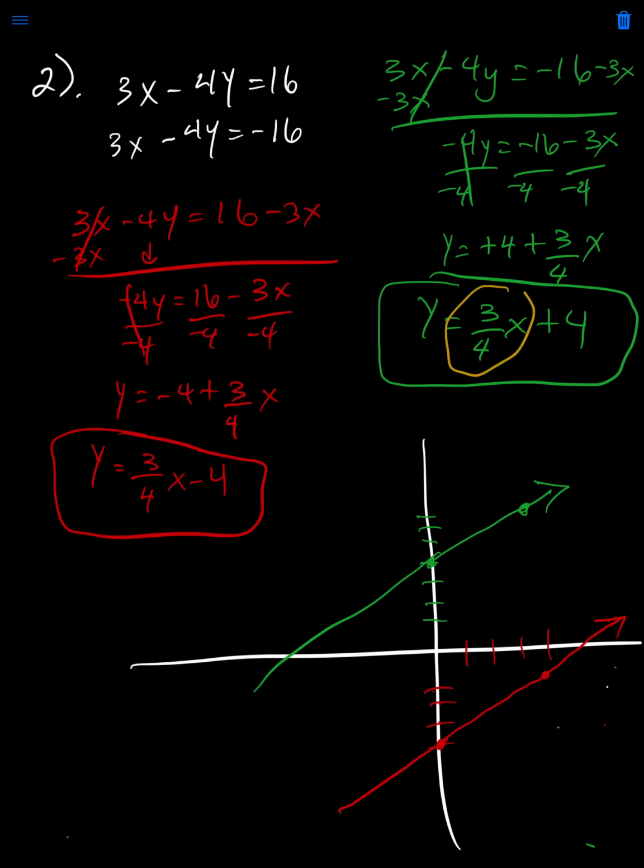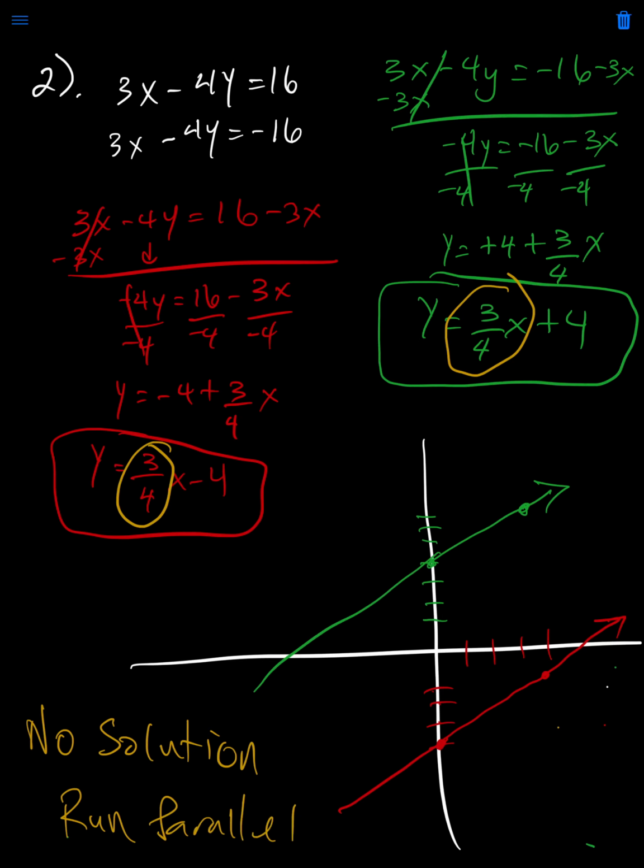So notice right away that they do not touch. Same slope. I'll just circle it here. See how the slopes are the same? Because the slopes are the same, there's no solution, because the graphs will never touch. The lines will never intersect. So no solution. When the lines are parallel like that, they run parallel to one another. So hopefully that helps you for number 2.